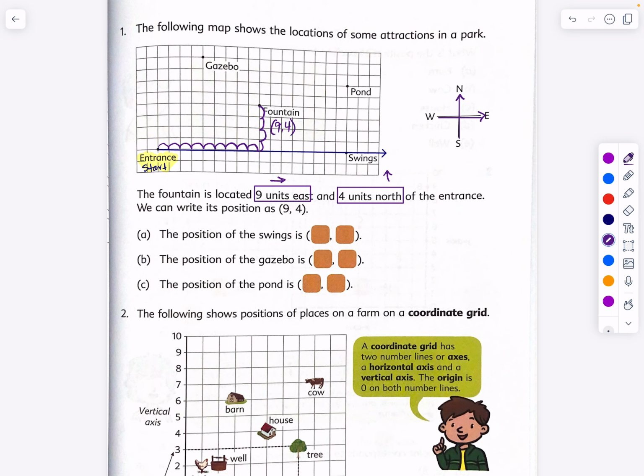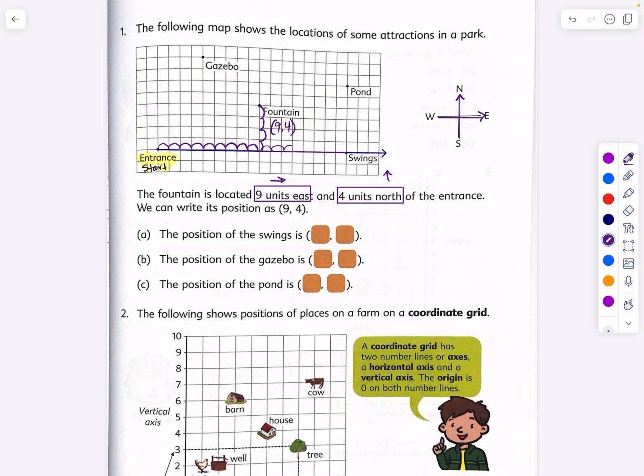Next, the position of the swings. How far do we get to the swings? To get to the fountain, we have 9 steps to the right, and then 10, 11, 12, 13, 14, 15, 16, 17. So the swings were 17. Where did that go?